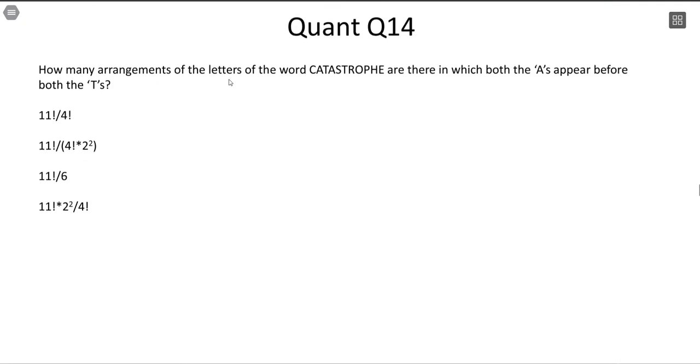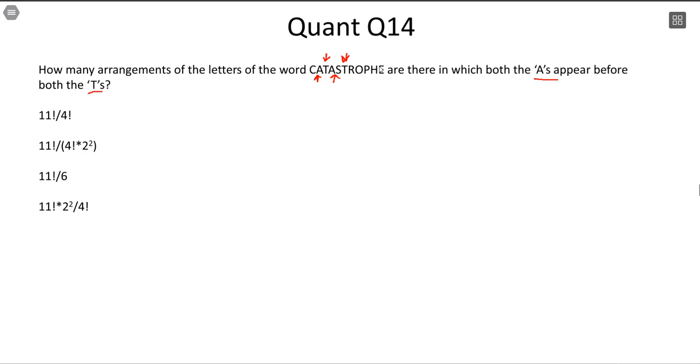How many arrangements of the letters of the word catastrophe are there in which both A's appear before both T's? Okay, there are two A's, there are two T's. I'm just checking if there are any more repeated letters. No, there are no more repeated letters. So now this should be simple.